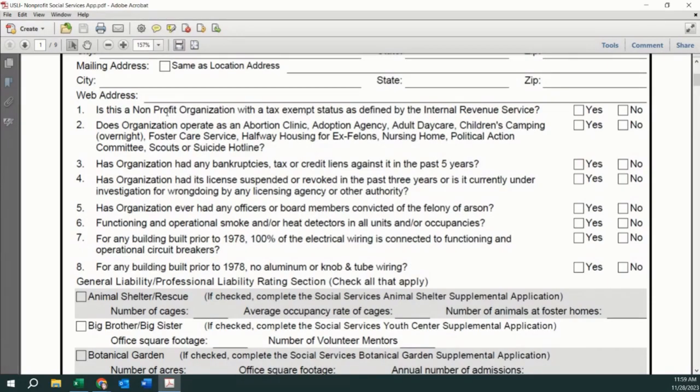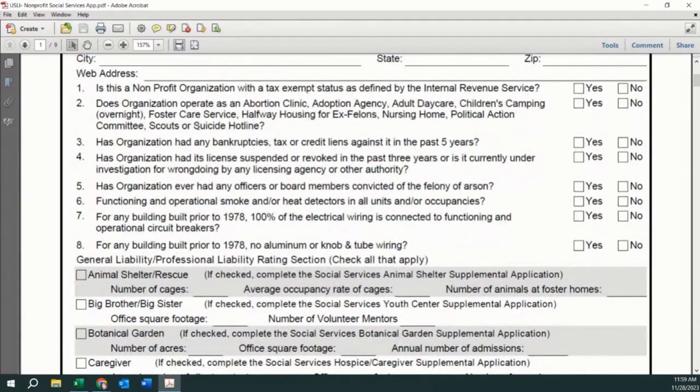Number one, it's going to ask you if you are a nonprofit with a tax exempt status, right? Do you operate as an abortion clinic, adult daycare, children's camping, foster care, halfway houses for ex-felons, nursing homes, etc.? If you have a suicide hotline, that's probably going to be a little bit higher risk.